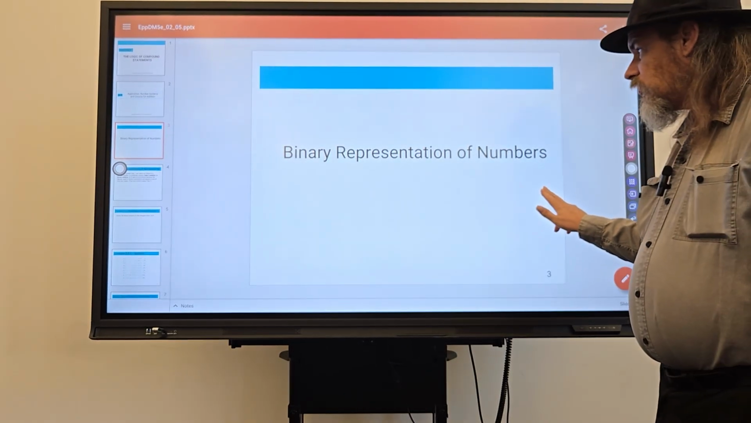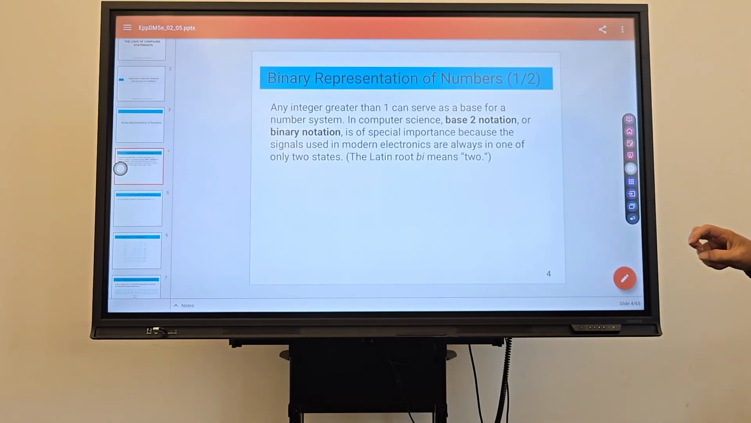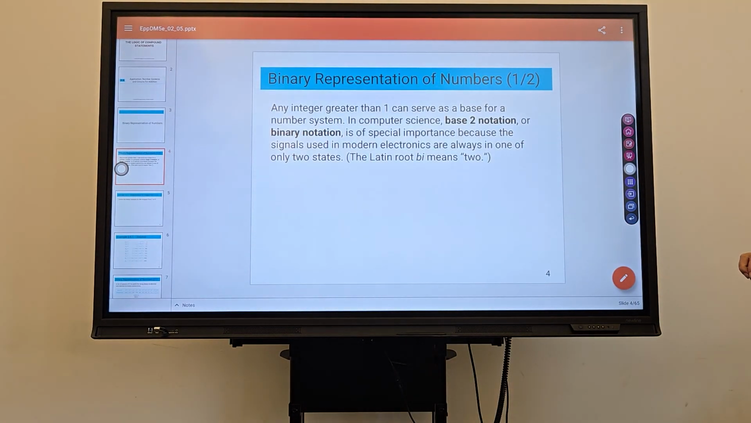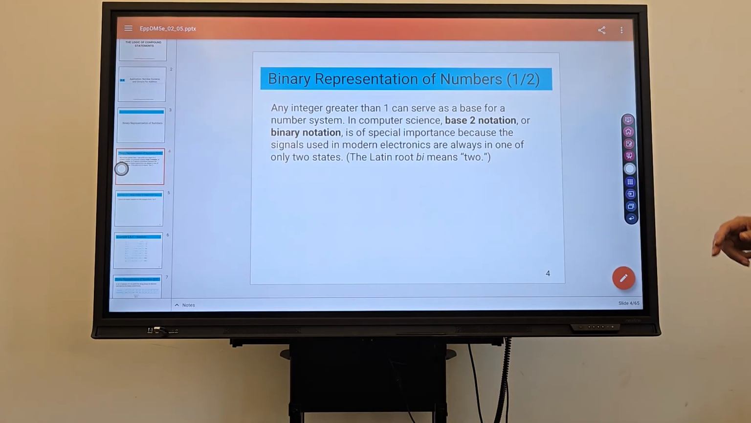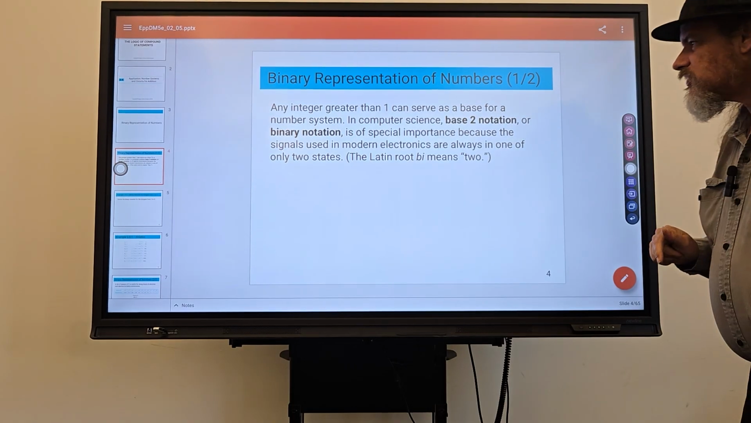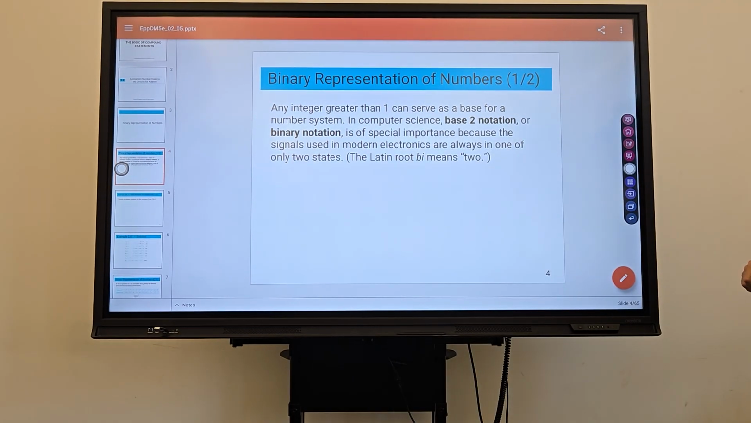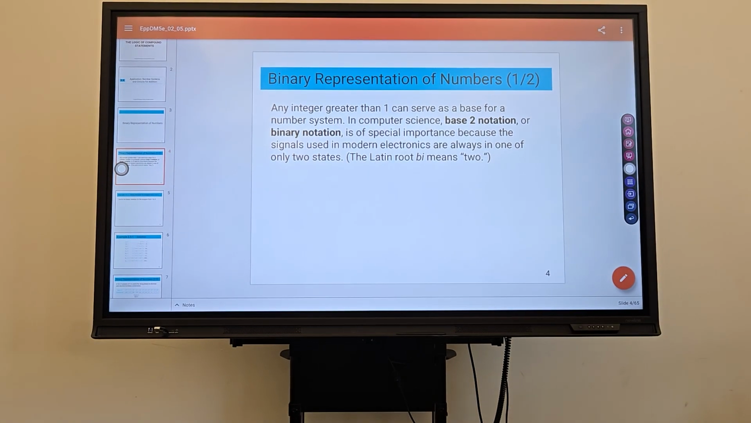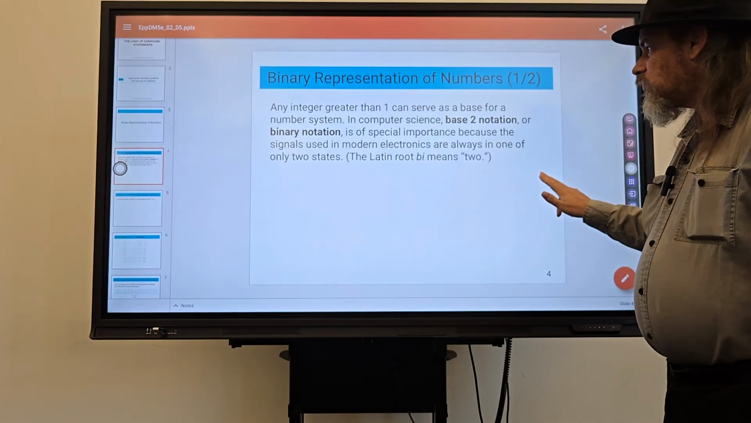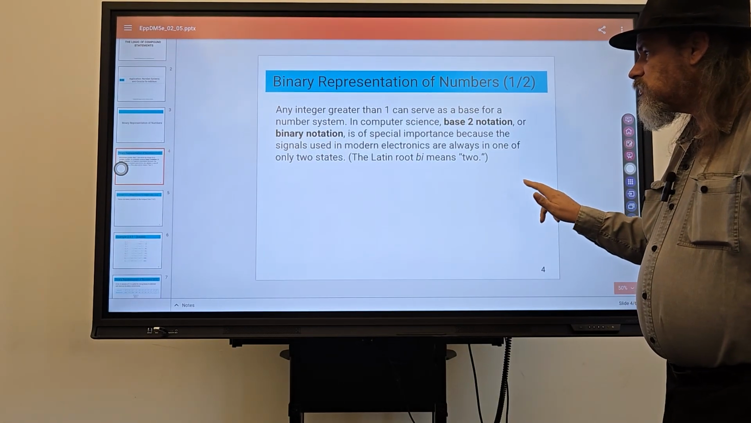representation of numbers. Any integer greater than 1 can serve as a base for a number system. In computers, base 2 notation or binary notation is of special importance because the signals used in modern electronics are always in one of only 2 states, which is not technically true, but we'll go with it for these purposes. There's actually 3 states, but you can only read 2 of them. So base 2 is used in computers.